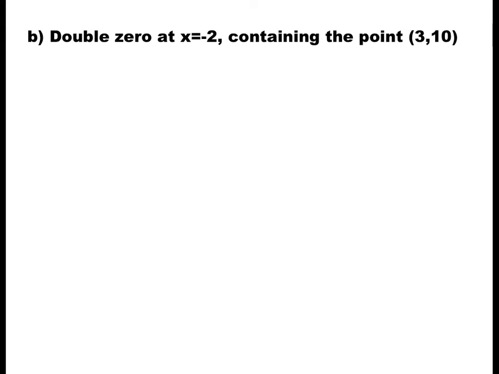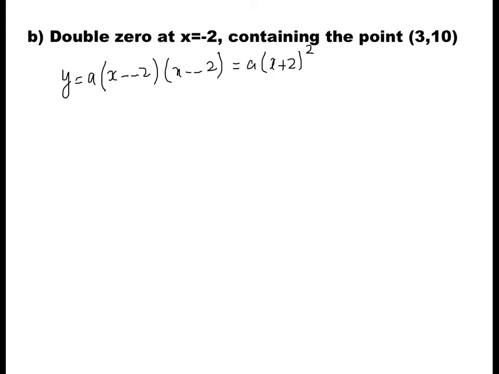The next example, we have a double zero. This means that it has really only one zero, but both of them are equal. x equal to negative 2, and it goes through the point (3, 10). Again, we are going to write the family of quadratic equations as y is a times (x minus -2) times (x minus -2). Remember, both zeros are the same. Now, minus minus 2 is going to give you positive, so it's going to be a times (x plus 2) squared.